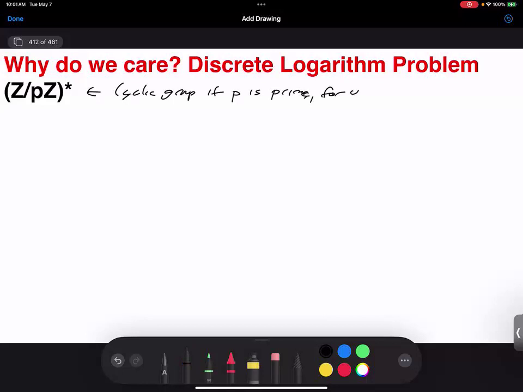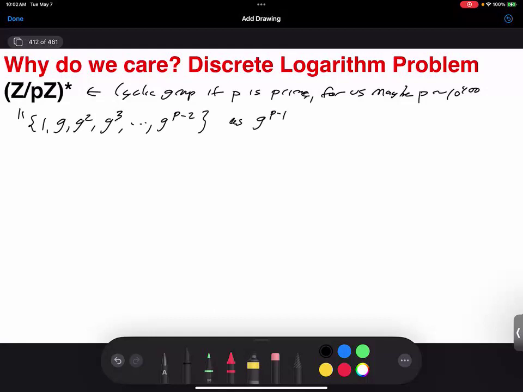And for us, maybe P is going to be of size 10 to the 400. So it's going to be big. So what does it mean to be cyclic? It means there's a generator, so that I can write this as 1, g, g squared, g cubed, dot, dot, dot, all the way up to g to the p minus 2, as g to the p minus 1 will be the identity.